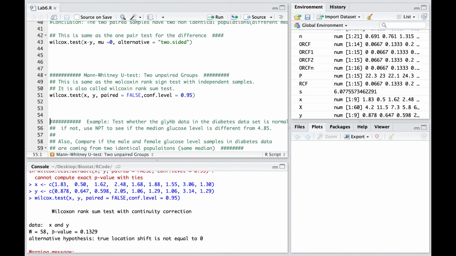What you get is the p-value is 0.1329. Then your decision is the p-value is greater than alpha, right? So we do not reject the null hypothesis.